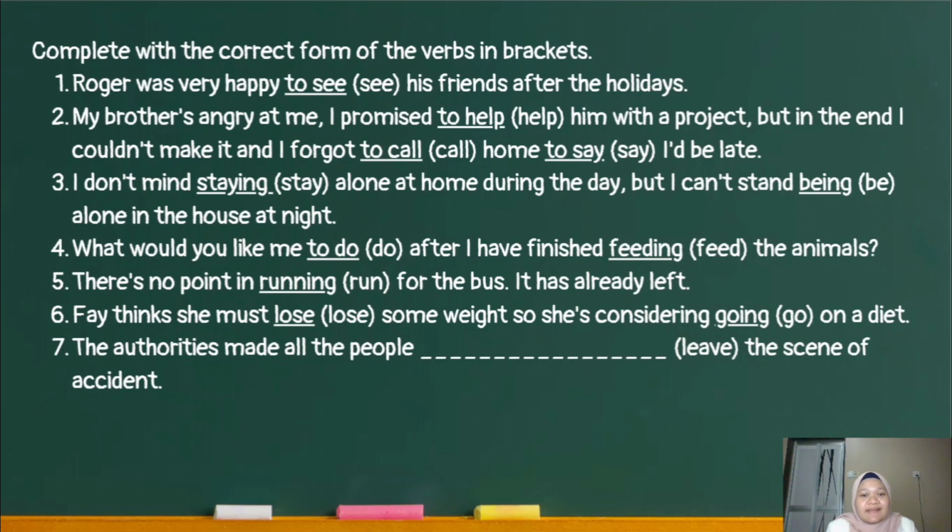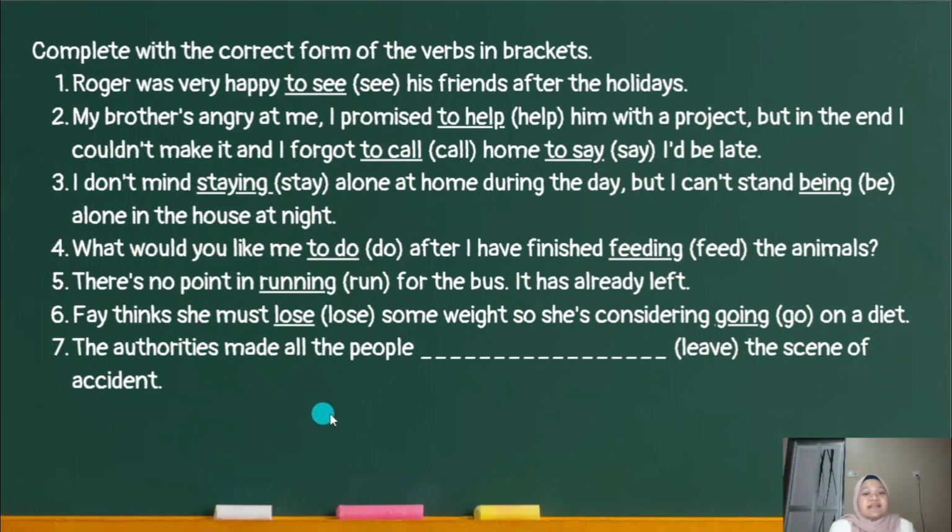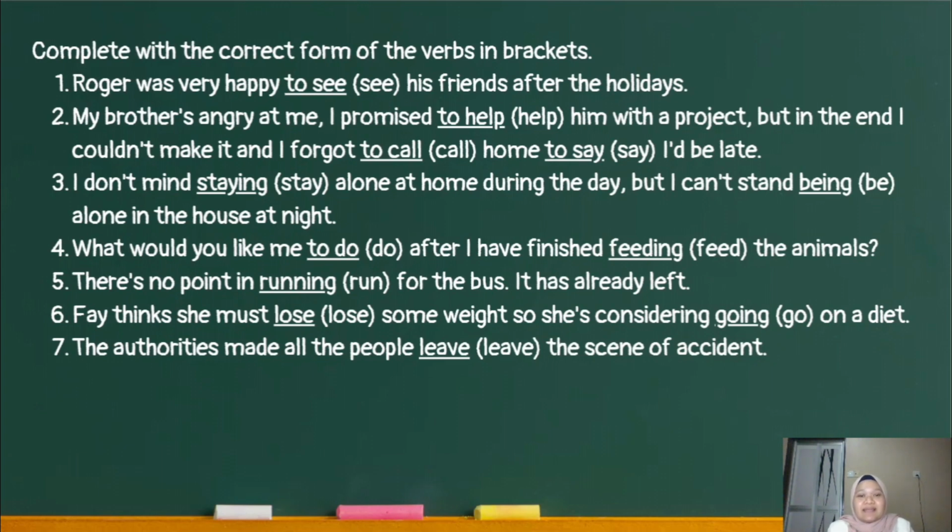Alright, now let us take a look at the last question. The authorities made all the people (leave) the scene of accident. So what is the answer? Yes, the authorities made all the people leave the scene of accident. And yes, you have done all the exercise. Congratulations, students. I can see that you understand what I have explained earlier.